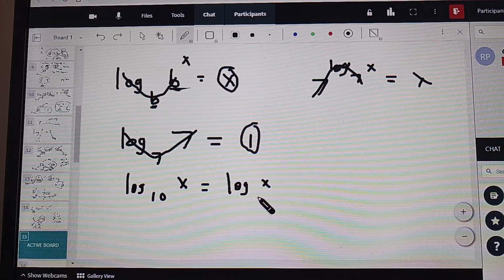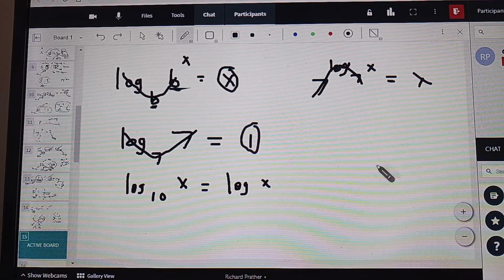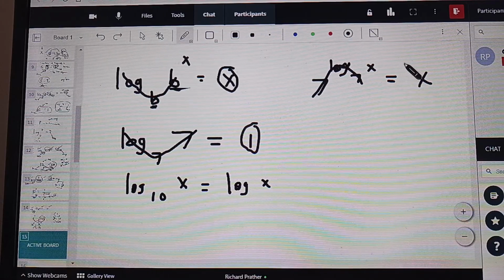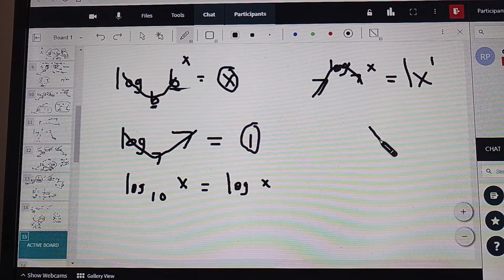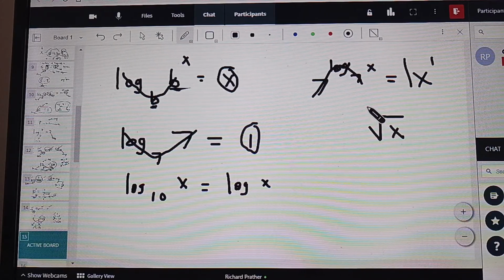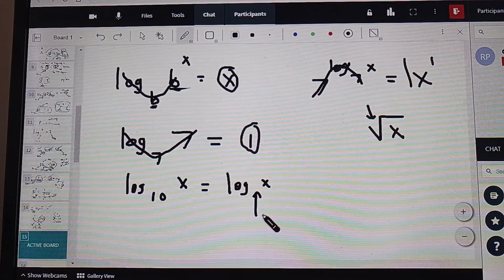Everything in math has a blank version. Most blanks are 1s, like x right here. If you don't see a number in front of the x, it's a 1. If you don't see a number in the exponent, it's a 1. But in a square root, if you don't see a number there, that's a 2. There is no 1th root. So log, same deal, their blanks are 10s.